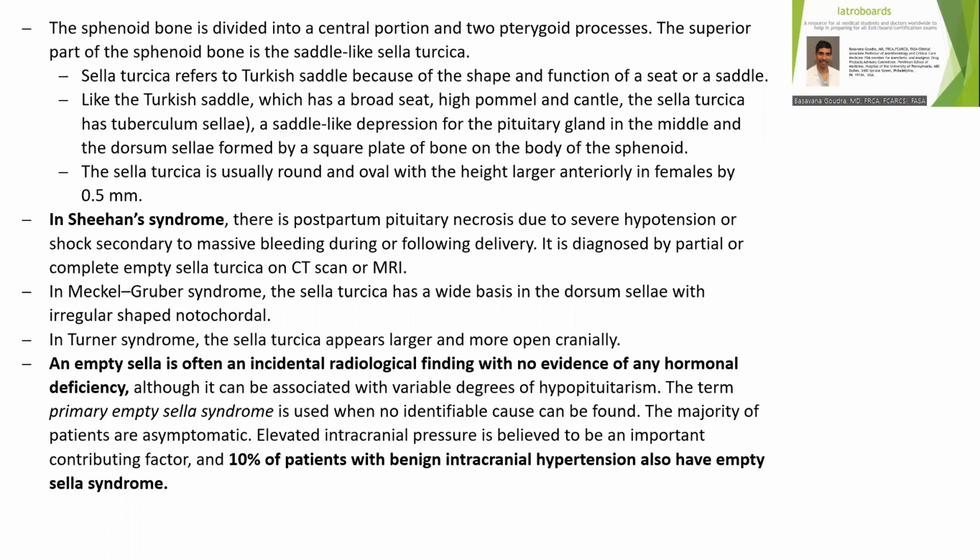has the tuberculum sellae, a saddle-like depression for the pituitary gland in the middle, and the dorsum sellae formed by a square plate of bone on the body of the sphenoid. The sella turcica is usually round and oval, with height larger anteriorly in females by 0.5 millimeter.